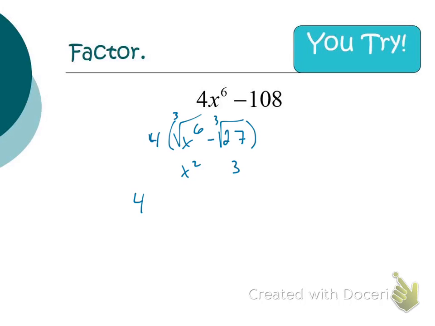GCF of 4 comes down. Make our binomial and our trinomial. The binomial is going to be our cube roots, x squared and 3. The first term in the trinomial is going to be x squared squared. x squared times x squared is x to the 4th. The last term of our trinomial is going to be 3 squared, which is 9. And then the middle is going to be 3 times x squared, which is 3x squared. Then we soap the signs, same as the original problem, opposite and always positive. Okay?